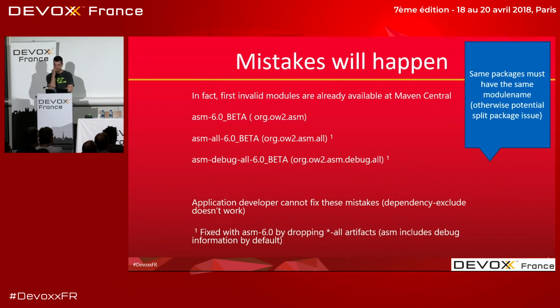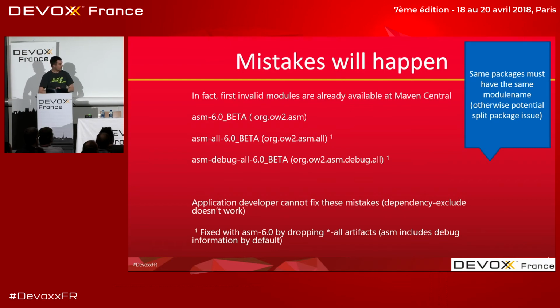Mistakes will happen. And in fact, the first invalid modules are already in Maven Central. I don't think Remy likes this, but Remy was working on this ASM library, and he pushed 3 of them to Maven Central, but they all contain the same packages, which could again mean that if some projects refer to the first and another one to the second, it would be a collision again, because it's not allowed to have the same classes in different packages.